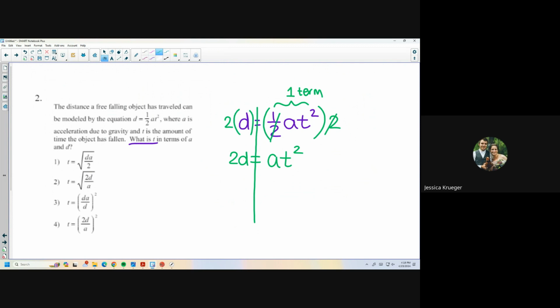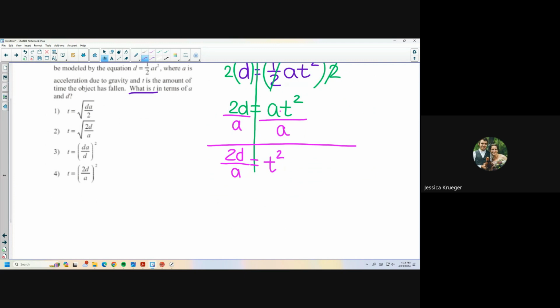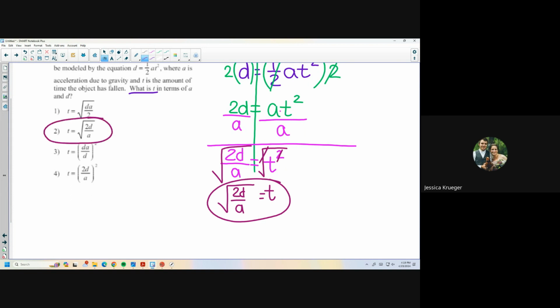Pause and see if you can figure out what your next step should be. I'm going to get rid of A. A is multiplied by T, so to break those apart, I'm going to divide. That'll give me 2D over A equals T squared. Pause one more time. See if you can figure out how to get T by itself. To undo a square, we do the opposite, which is a square root. Squared and square root cancel. So we get T equals 2D over A. And I should have said square root of 2D over A. There's your answer.